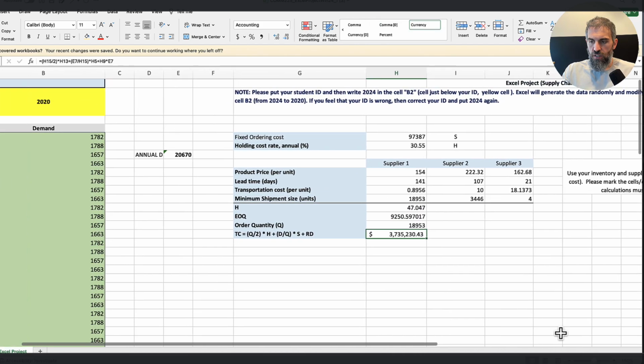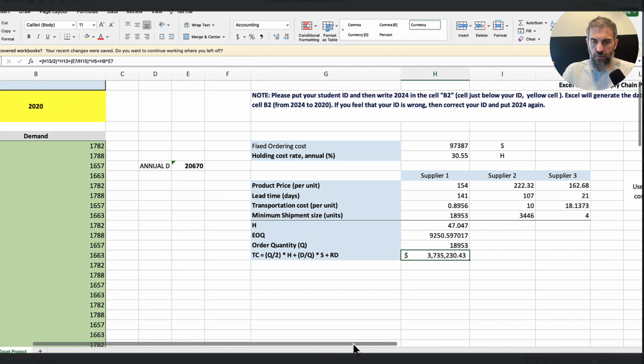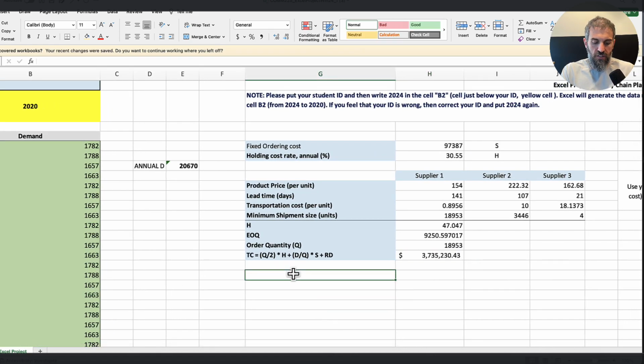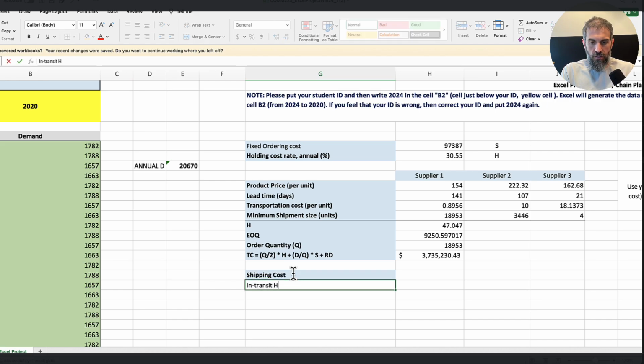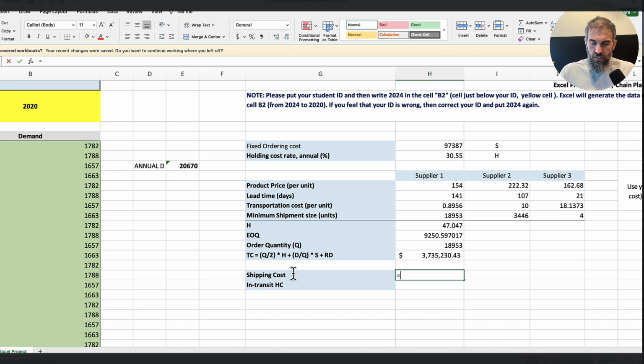Okay, now let's do the transportation portion of this. We know that transport planning is shipping cost plus the in-transit holding cost. So shipping costs will be easy. They gave you the transportation cost per unit. So I'm going to take that number times annual demand. I get 18,512. And then in-transit holding costs.